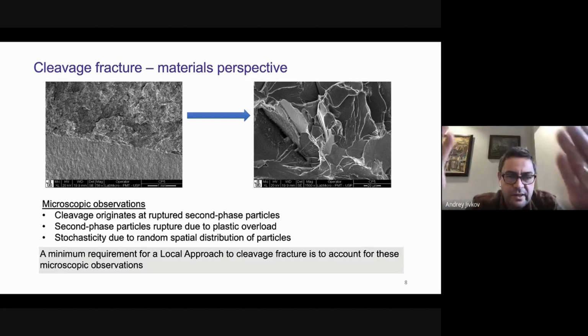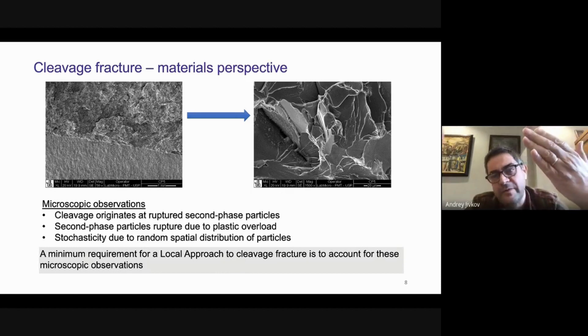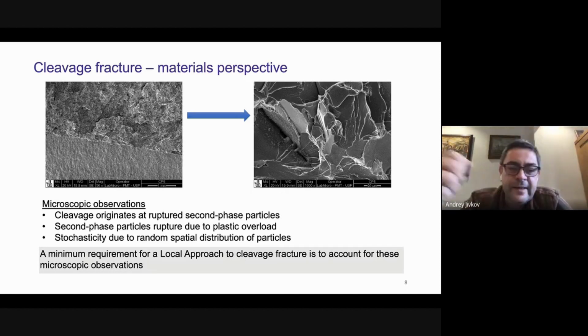So if you have two specimens and you load them to certain J, one of them may fracture, may cleave, because it just found a larger particle in the region of high stresses than the other specimen. So you probably need to load the other specimen more. So this stochastic or random spatial distribution of particles is the reason for the measured scatter in fracture toughness. And a minimum requirement for local approaches would be to account for these first observations.